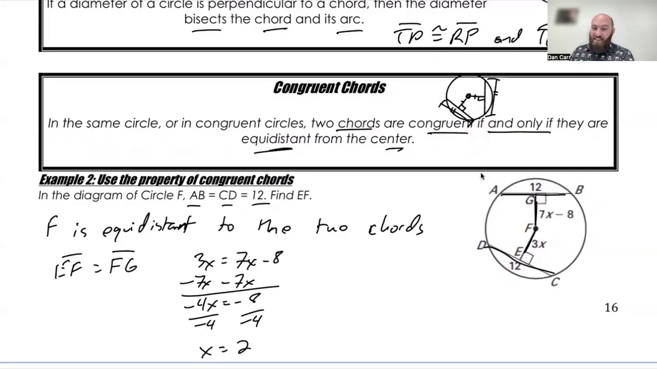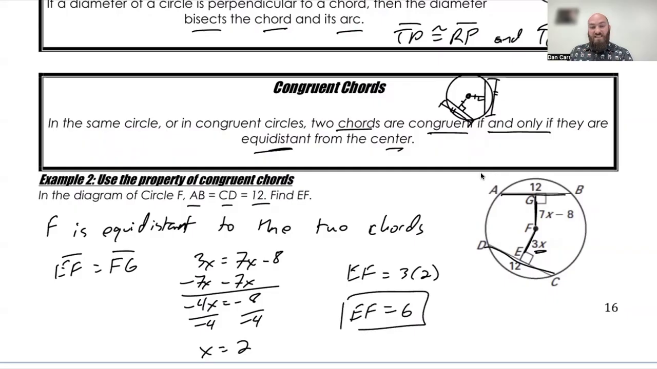Now the problem says to find EF. So EF was made up of 3x here. So EF is equal to 3 times 2, which gives me a final answer of 6.